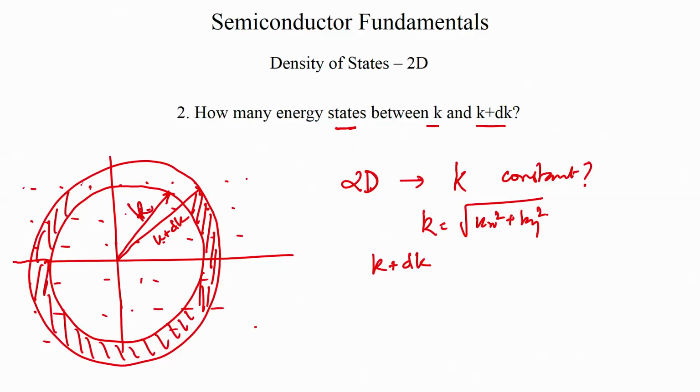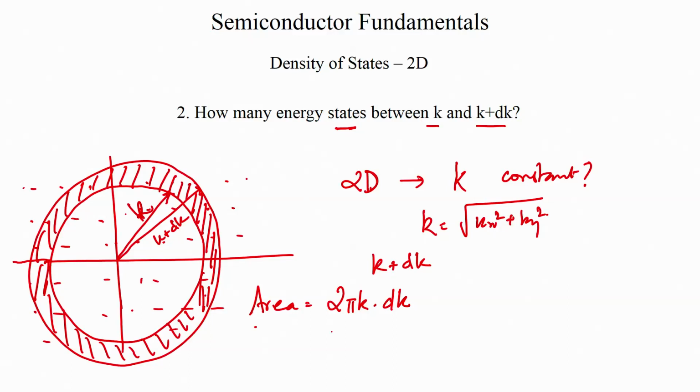If you remember the 3D case, we had spheres, because it was 3-dimensional, and the spherical shell was the region of interest. But now, since it's 2D space, you have this little ring. So what is the area of this ring? The area of this ring is the perimeter of a circle times dk. So that's the area of the ring.